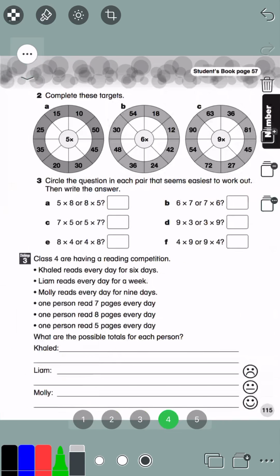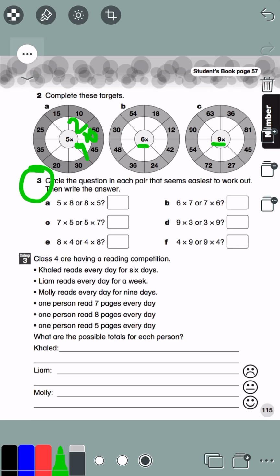Now on the second page, we have 5 times what equals 10? 5 times 2. 5 times what equals 50? 5 times 10. 5 times what equals 45? 5 times 9. And so on for 6 and number 9. Now you put a tick or circle the question in each pair that seems easiest to work out, then write the answer. So which question is easiest to work out?